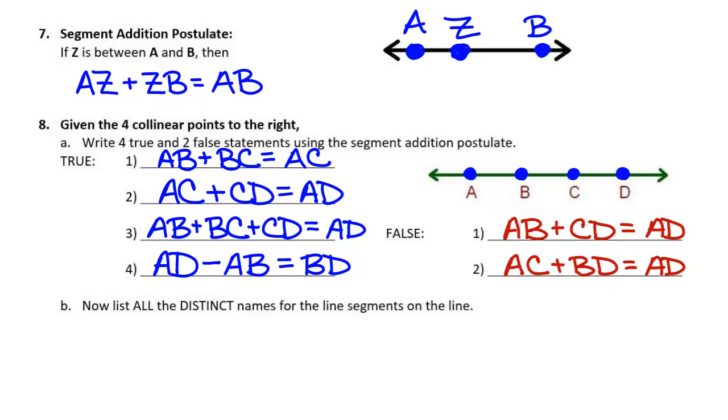So this is where we left off yesterday. We talked about the segment addition postulate, that if Z is between A and B, then AZ plus ZB equals AB. And then we looked at this line with segments on it, and we wrote 4 true statements and 2 false statements.